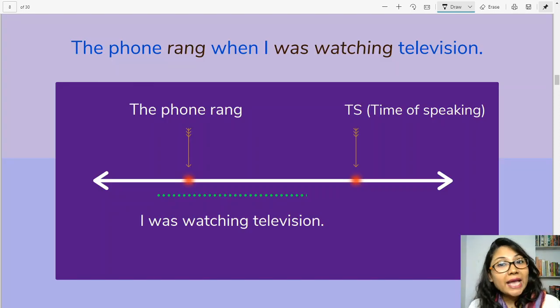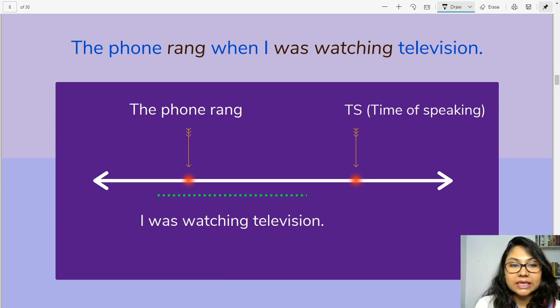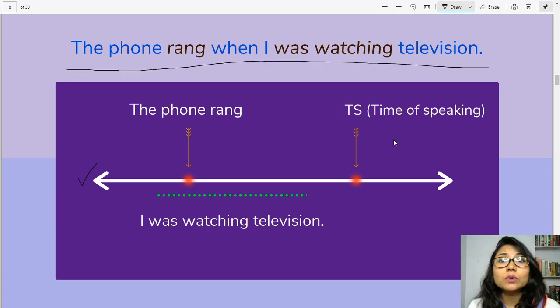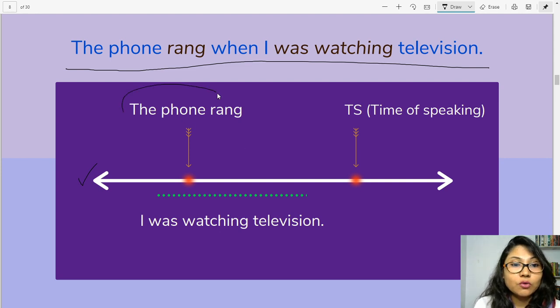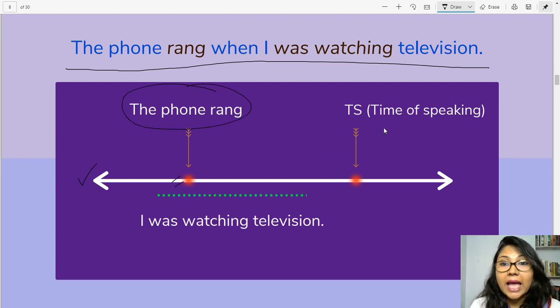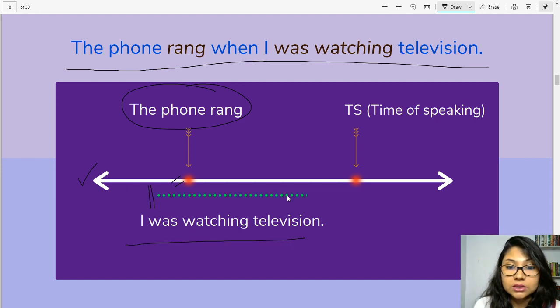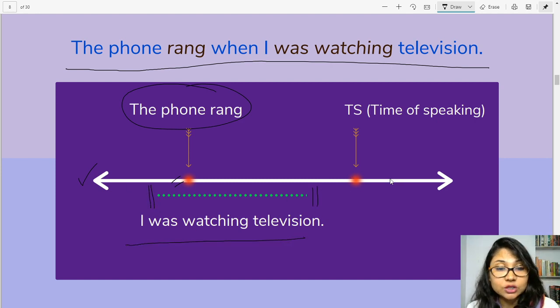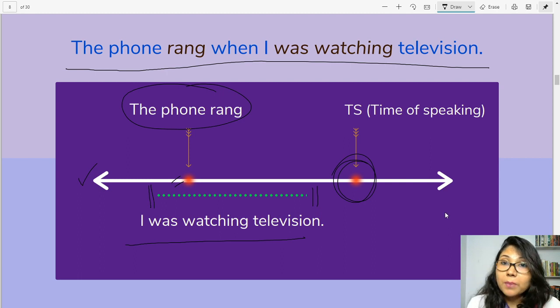Now children, to get a better understanding of this particular sentence, let me put it on the timeline for you. See, this is the timeline and the sentence is, the phone rang when I was watching television. So, what happened? The phone rang at this particular time and I was watching television. I was watching television throughout this green dotted time. And this is the time of speaking, when I am telling about something in the past.